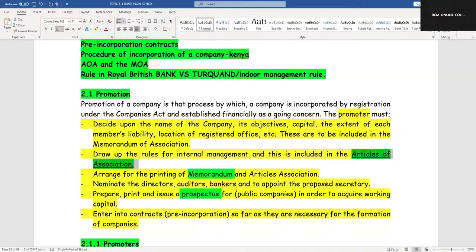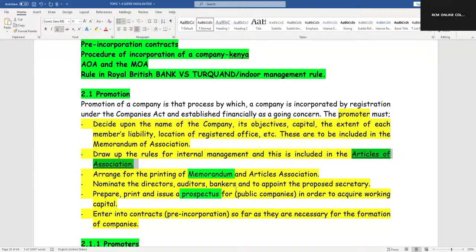Any third party outside the company having to look at this document can, in summary, be able to understand what the company is all about. In the memorandum, we have the name clause, the association clause, the capital clause, and the registered office clause. From these particulars, if you read them, you can easily understand more about the company if you're a third party outside the company.